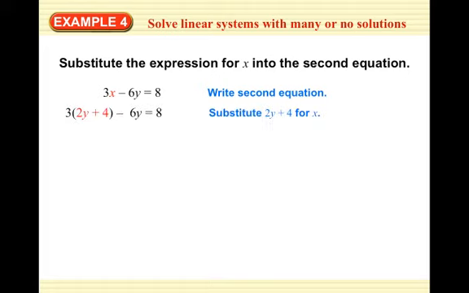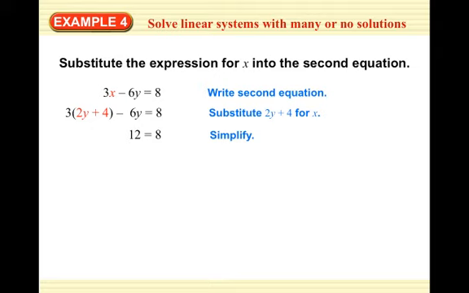So see the red x and see the red 2y plus 4? That's because we replaced, or substituted, x with 2y plus 4. So we've got 3 times 2y plus 4 minus 6y equals 8. We're going to simplify. Well, let's distribute the 3. We get 6y plus 12 minus 6y equals 8. 6y minus 6y zeroes out, and we get 12 equals 8.